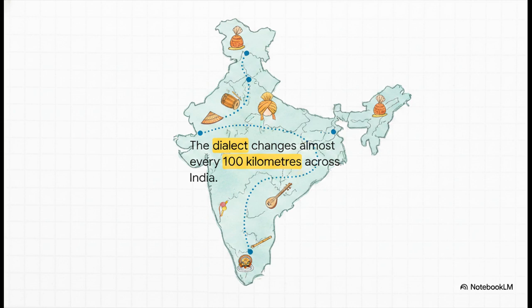So check out this mind-boggling fact straight from our source material. The dialect changes almost every 100 kilometers across India. Just think about the sheer scale of that for a second. And as those dialects shift every 100 kilometers, so do the folk dance styles, the costumes, the music, the whole shebang. Every single region brings something completely unique to the table. It's literally a living, breathing map of human expression. Grasping this geographical shift, that is your secret weapon for memorizing this massive list of dances for your exams.